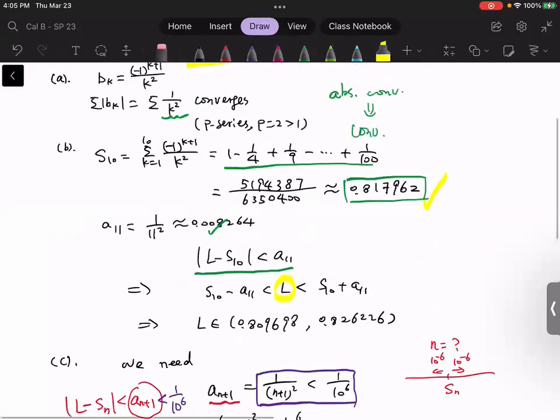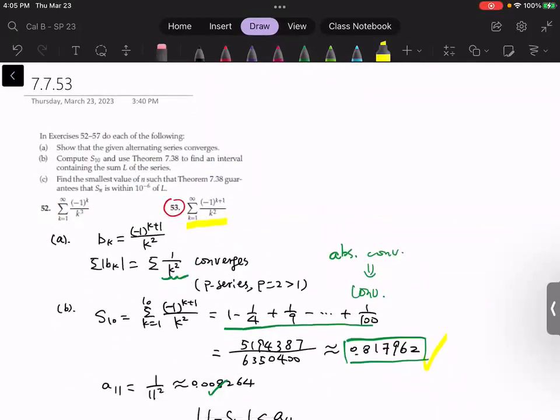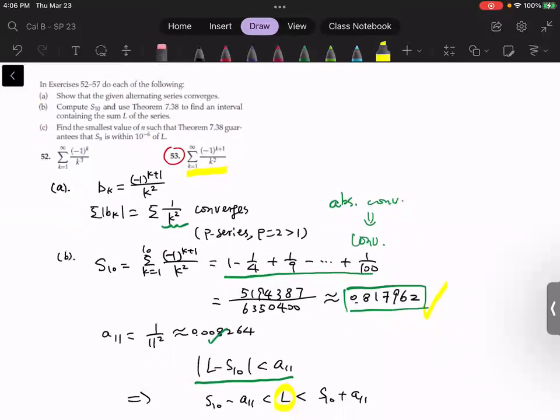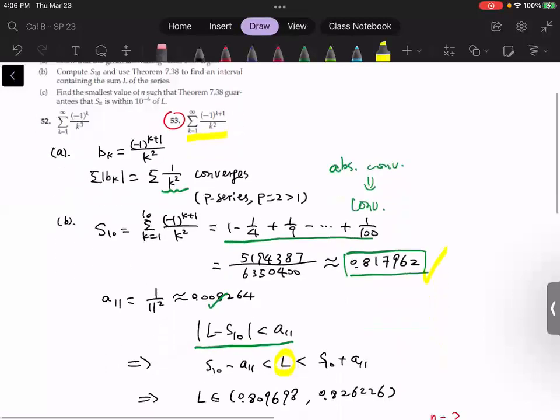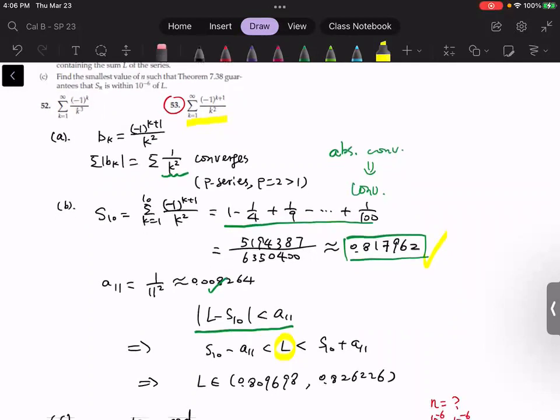A very quick recap. In part A, we showed the convergence of an alternating series. In general, we could consider applying AST or the ratio test for absolute convergence, or we could simply evaluate the convergence of the absolute value series. Part B, we computed the partial sum approximation and also found an interval containing the actual value. Part C, with the given accuracy, we can use the bound estimate to figure out the smallest number of n that we need to use in the partial sum approximation.